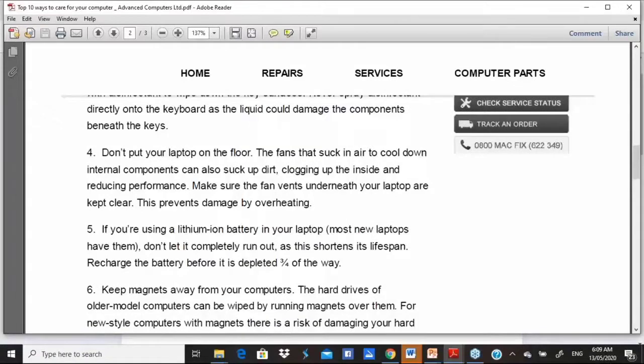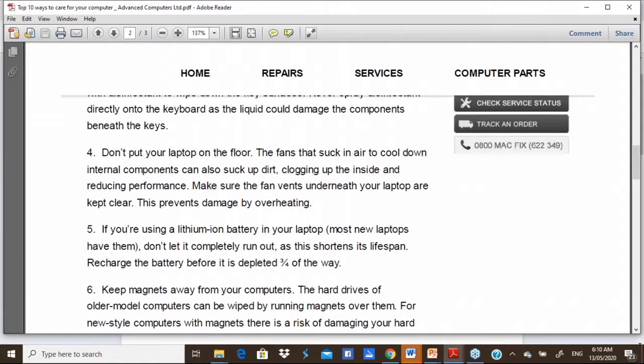Don't put your laptop on the floor. This is because, number 1, the fans can suck in the air, and this can suck in dust or dirt that will clog inside and reduce the performance of your system. So your system will just be accumulating dust that will cause issues and make your system not effective.